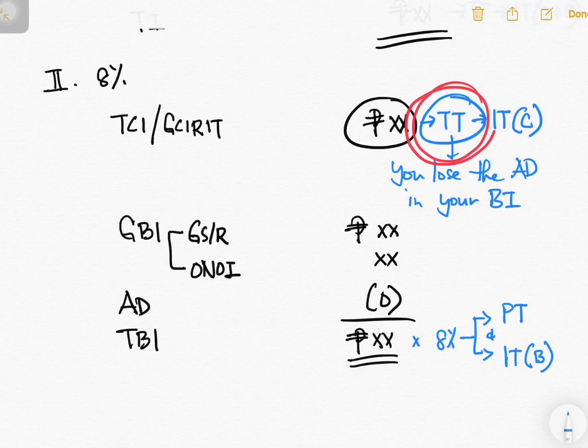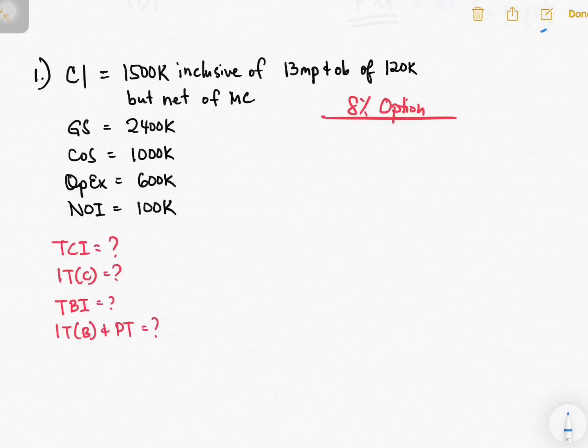Now, let's try to answer some problems. Okay, so you're given this one. Compensation income of 1.5 million.